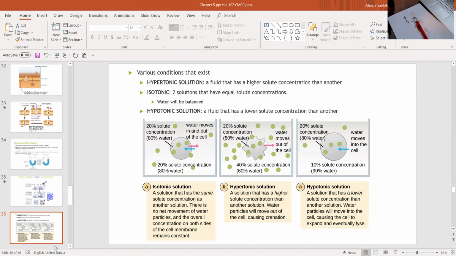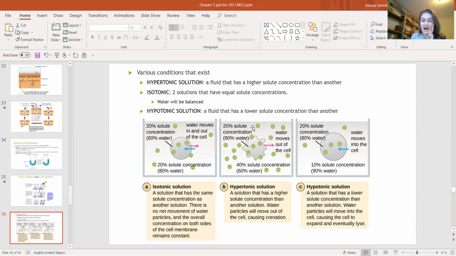Because of this, there are various different conditions that exist. We have various different kinds of tonicities of solution: a hypertonic solution, an isotonic solution, and a hypotonic solution, meaning a cell can be in a hypertonic solution, an isotonic solution, or a hypotonic solution. What that means is that if a cell is in a hypertonic solution, we're right here, scenario B. Oh, hold on, I forgot to change my camera. Okay, we're right here, scenario B, hypertonic solution.